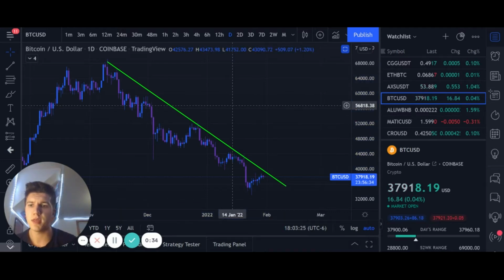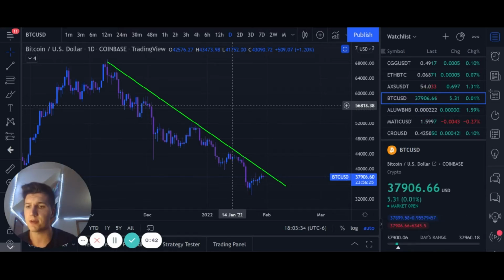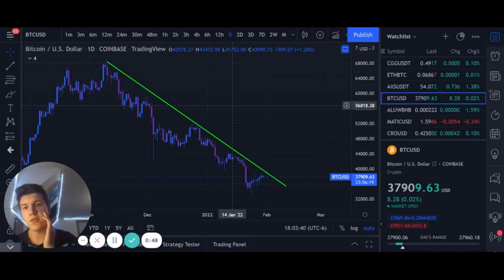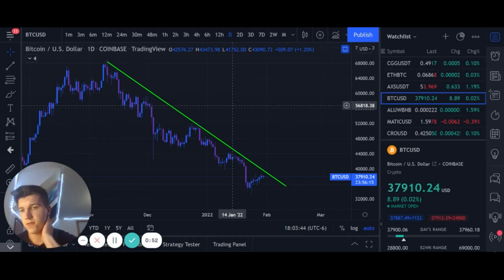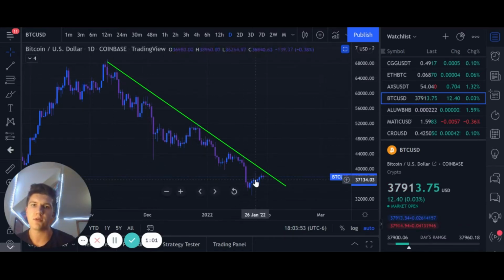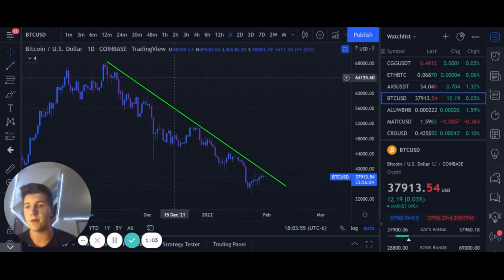One way of doing it is using it as a resistance line. If you haven't seen my other video on support and resistance, I highly recommend checking that one out. In this one, I am on the daily time frame, and with this, you can use the trend as your friend until the end. That's how the old saying goes. With this, you can draw out the trend, and you can see we are in a steady decline on the daily time frame on the Bitcoin chart.